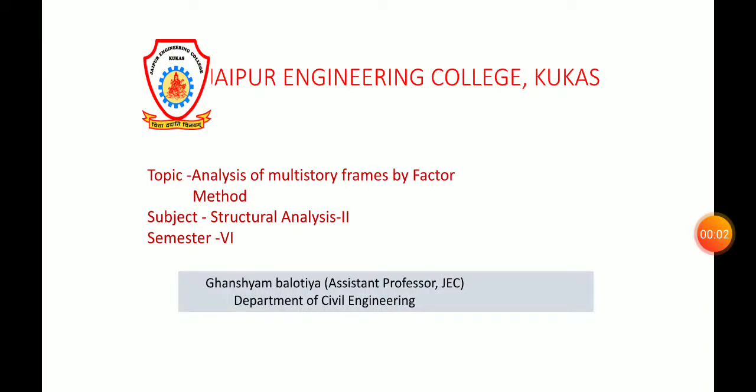Good morning. Today we are going to discuss another method of solving multi-story frames. These methods are approximate methods. This method is called the factor method. So we are going to start with the factor method.